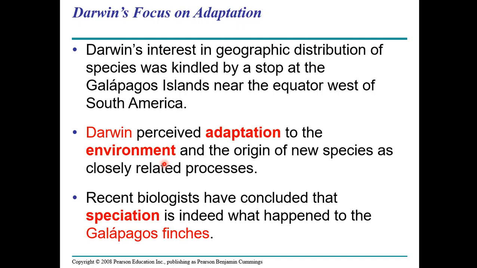So origin of new species as closely related processes. Recent biologists have concluded that speciation, meaning the creation of one species out of one species, is indeed what happened to the Galapagos finches. Yung finches, ito yung parang beak ng bird, okay? Yung mga birds sa Galapagos are subject to speciation.